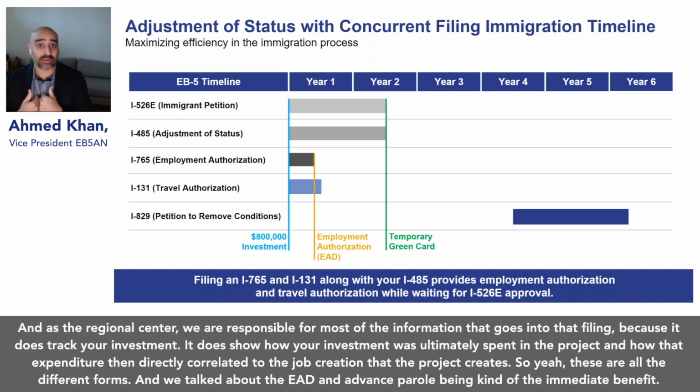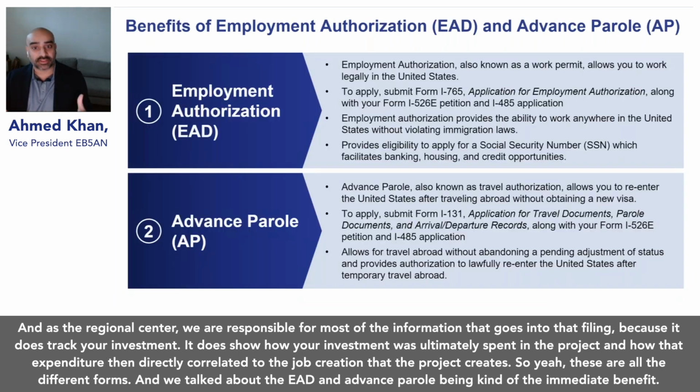And as a regional center, we are responsible for most of the information that goes into that filing because it does track your investment. It does show how your investment was ultimately spent in the project and how that expenditure then directly correlated to the job creation that the project creates. So yeah, these are all the different forms. And we talked about the EAD and advanced parole being the immediate benefit.